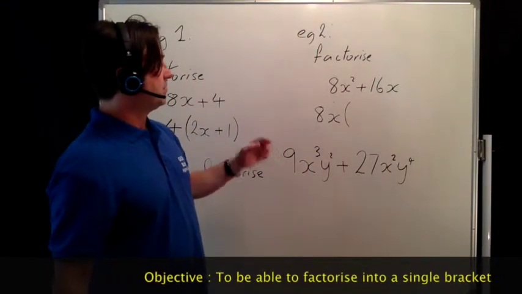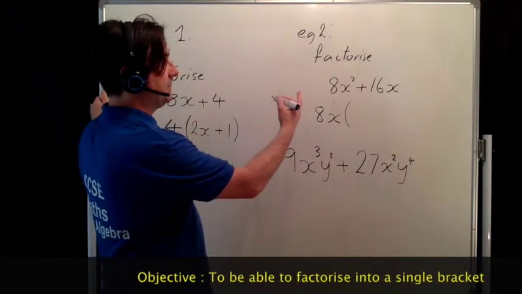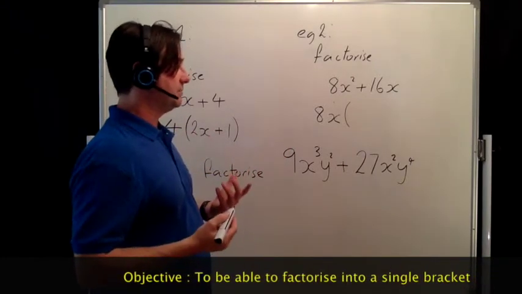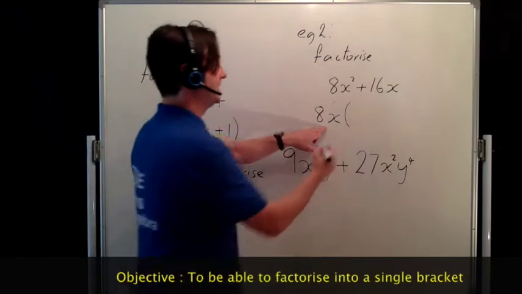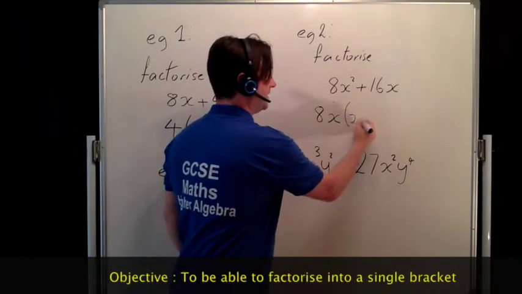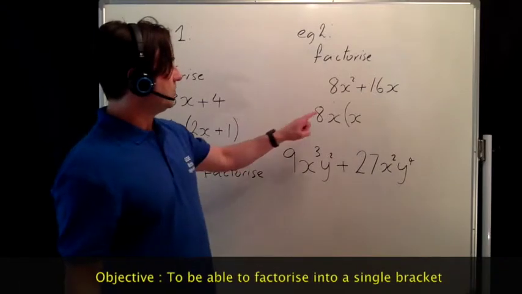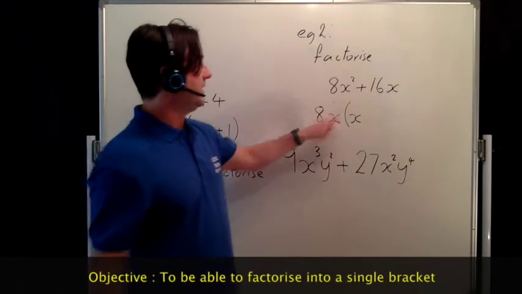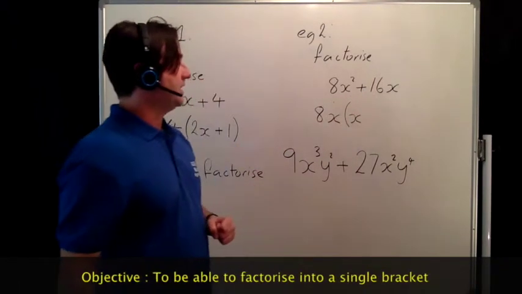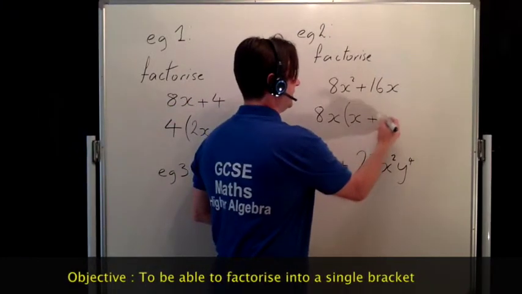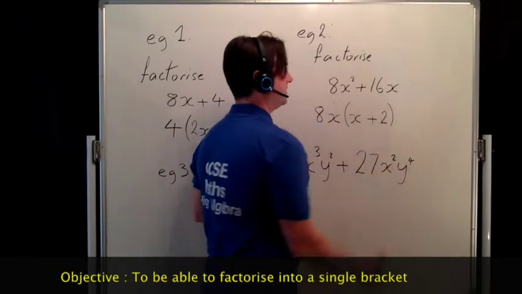Now what do I need to multiply 8x by to give me 8x squared? Well, x times x gives me x squared. So 8x multiplied by x is going to give me 8x squared. And then what do I need to multiply 8x by to get me 16x? Well, 8x times 2 gives me 16x.